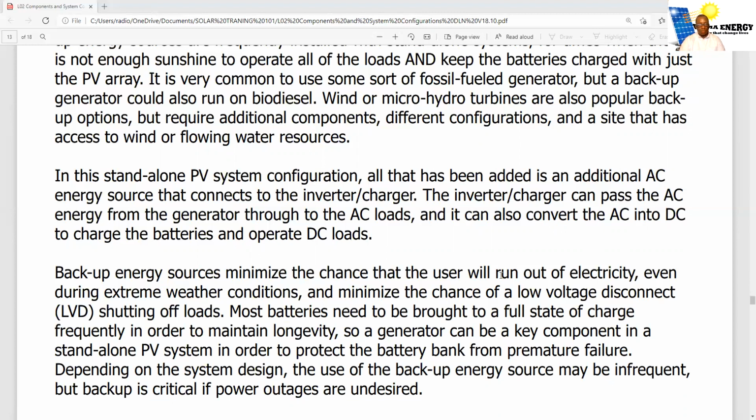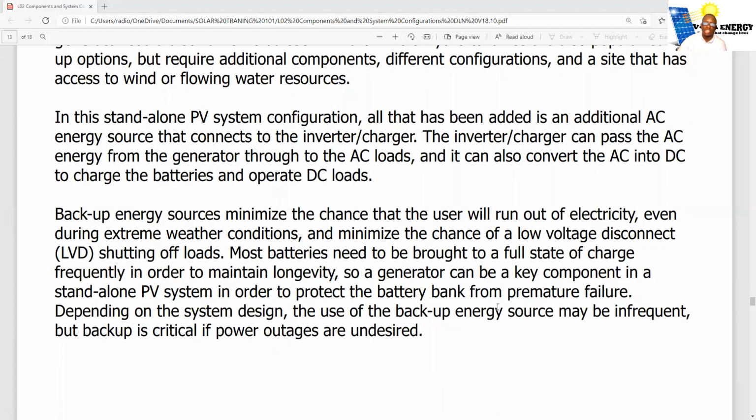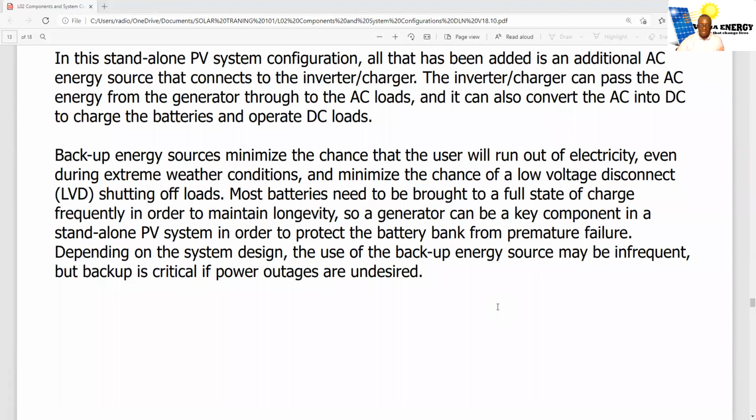Most batteries need to be brought to a full state of charge frequently in order to maintain longevity. So a generator can be a key component in the standalone system in order to protect the battery bank from premature failure. Depending on the system design, the use of the backup energy source may be infrequent, or critical if power outages are undesired.